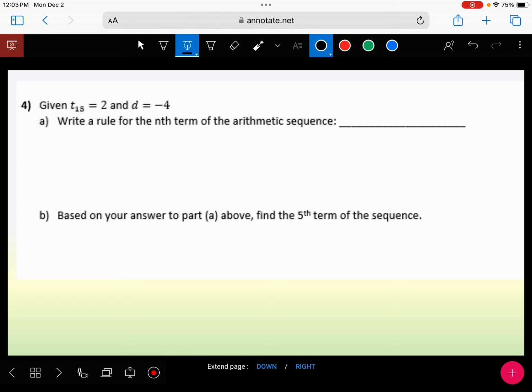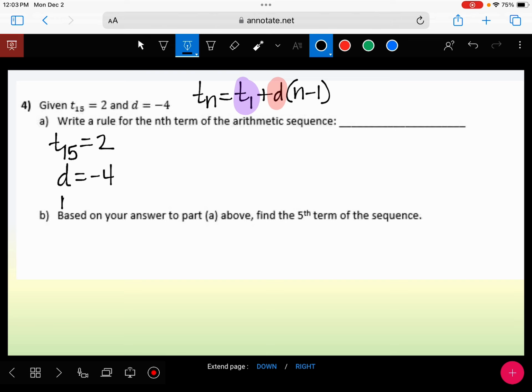All right, so now we have to write our rule. Remember, in order to write the rule, we need to know two things. We need to know the first term, and we need to know the common difference. They did not give us the first term. They told us the 15th number. So they told us that T15, the 15th number, is 2. My common difference is -4.